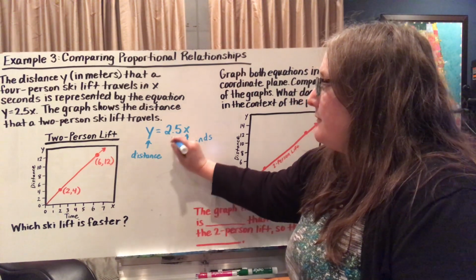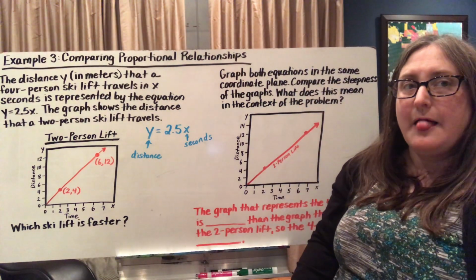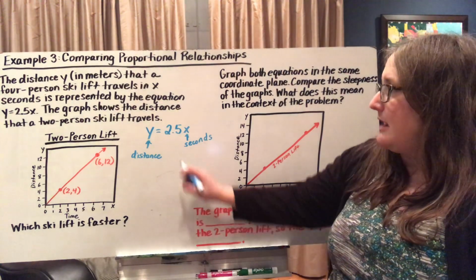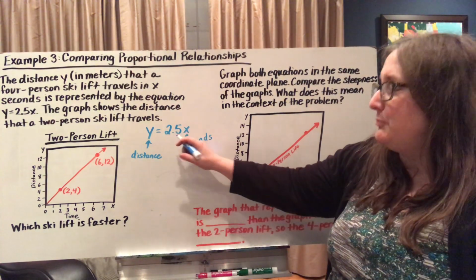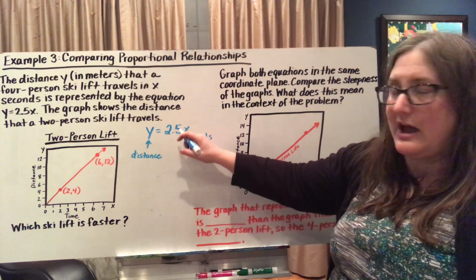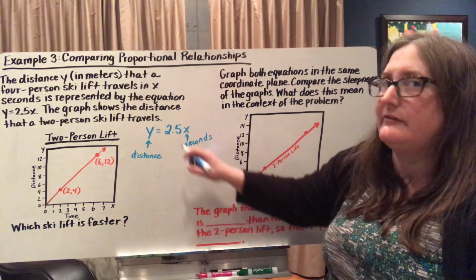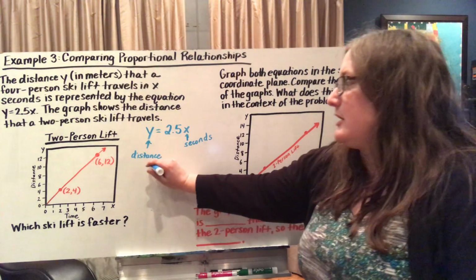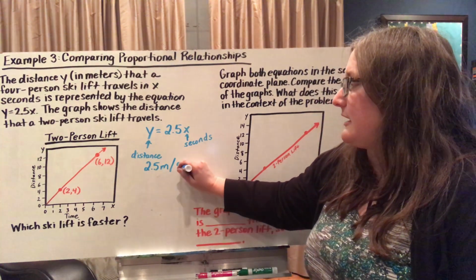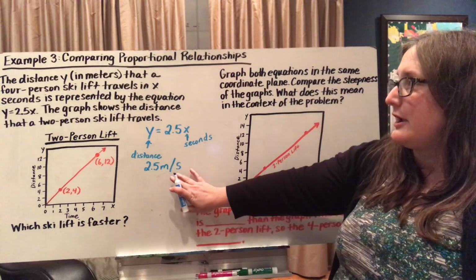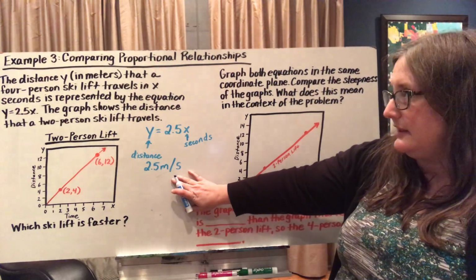And I can see from my constant of proportionality that for every second, I'm going 2.5 meters. So 1 second, 2.5 meters. 2 seconds, 5 meters. 3 seconds, 7.5 meters. So I'm going 2.5 meters per second. That's for my 4-person ski lift.